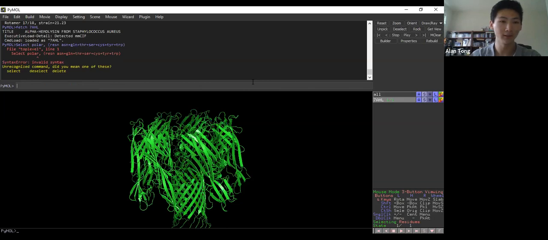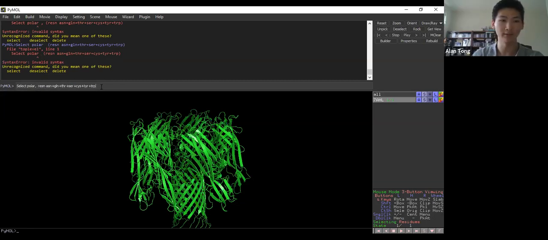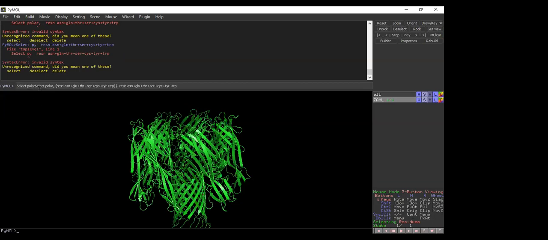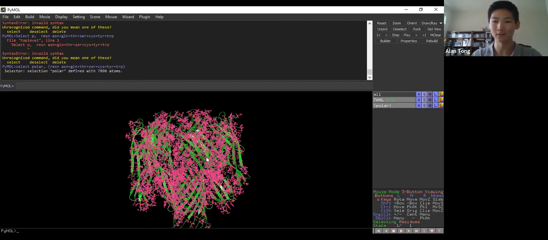Enter. Let's see. Did you mean one of these? What's going on here? Maybe it can't be capitalized? Maybe the parentheses are the issue. What if I do that? Select polar. What if I just do P? Did you mean one of these? Select. Oh, I know why. I shouldn't capitalize that S, that's why. That S should be lowercase. There we go. Select. Aha, there we go. I've selected all the polar residues.